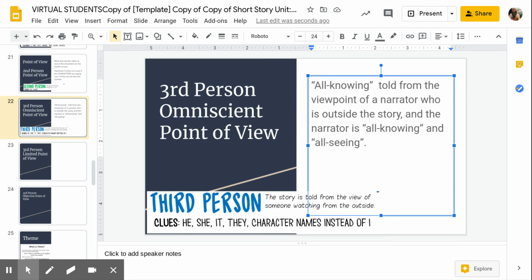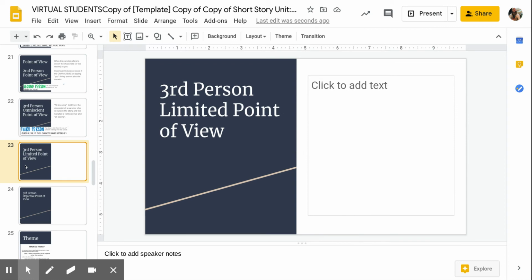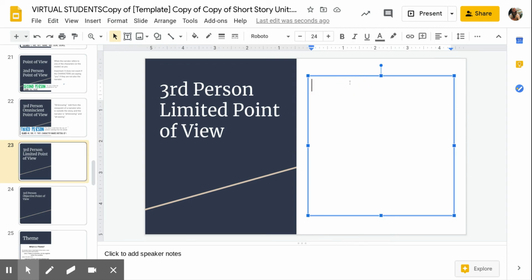As we go on throughout this unit, I'm going to provide examples, and we're going to read text and label them, and I'll be able to show you the difference between omniscient and limited, or omniscient and objective. So next is third person limited. Remember, we still have the same pronouns: he, she, it, they, character name. But the difference here is the narrator's outside the story and uses the third person pronouns such as he or she to refer to the characters. Basically they're not all-knowing.